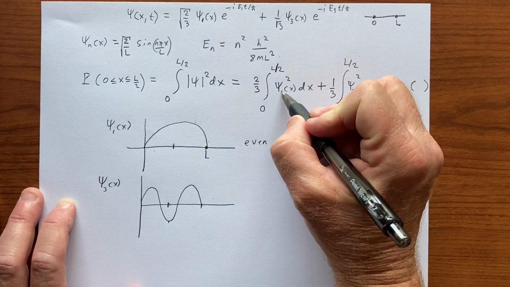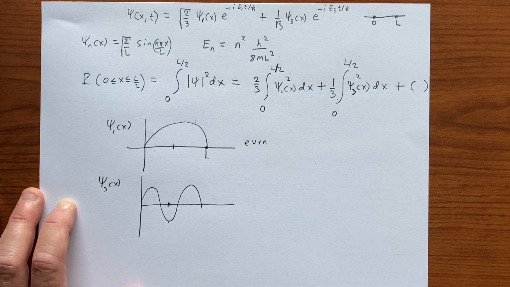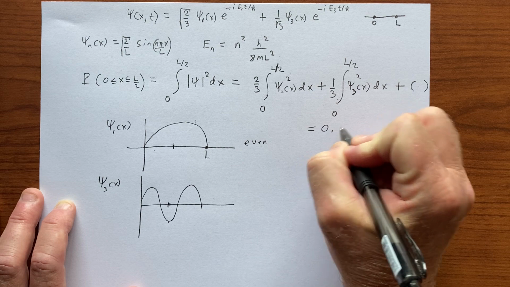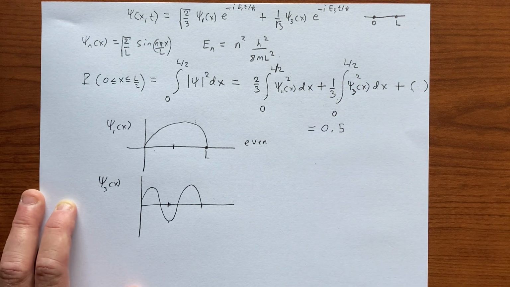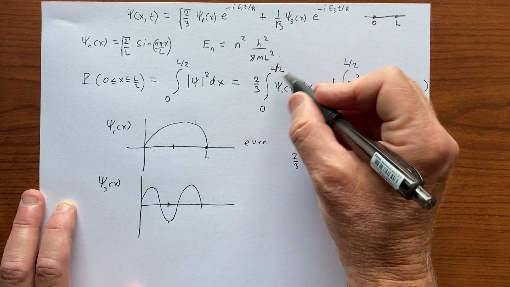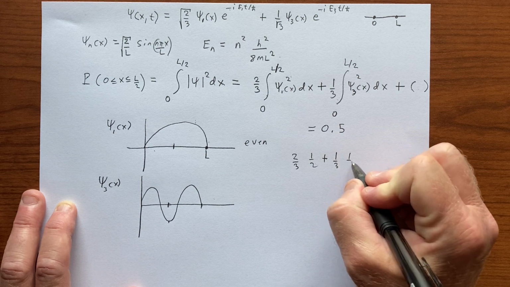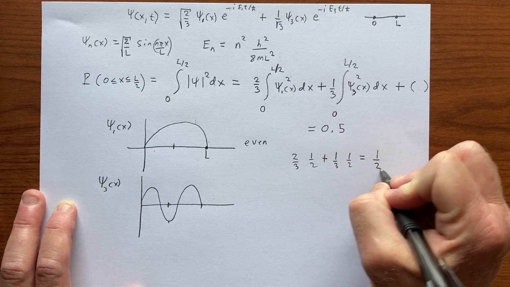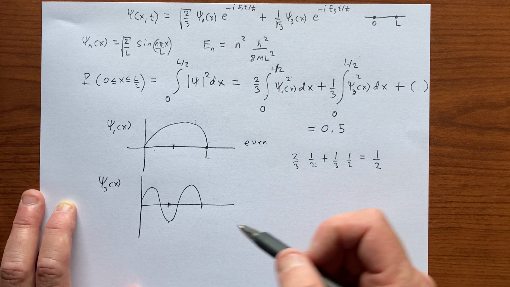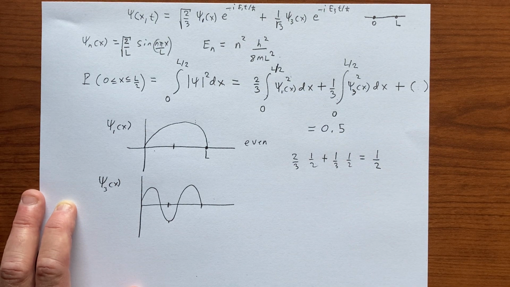By symmetry, we can argue that these integrals give us 1/2, but overall we have to get 0.5 given the symmetry argument. So the calculation really reduces to 2/3 times this, which will give us 1/2, and this will give us 1/2 as well. And of course, overall, that gives us 1/2 or 0.5. And that's the probability of finding the particle on either side of L over 2.